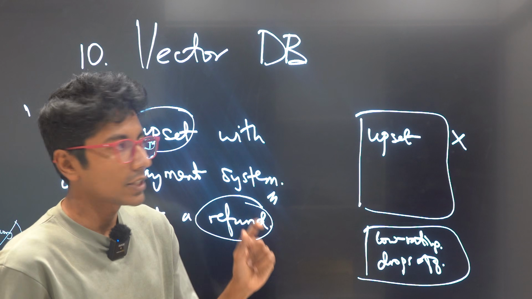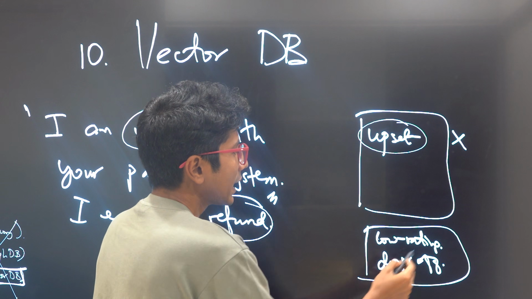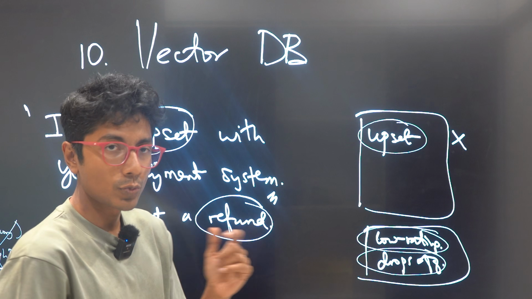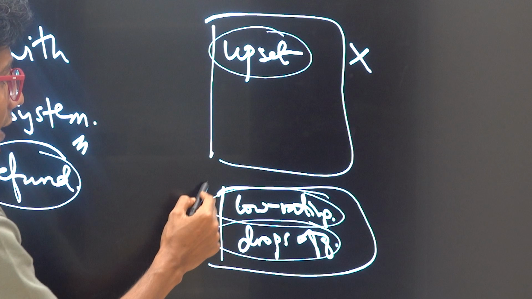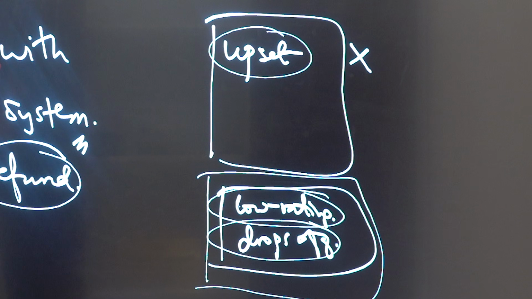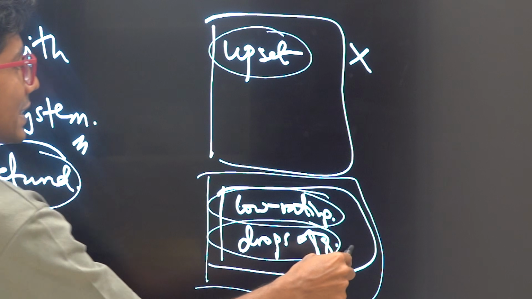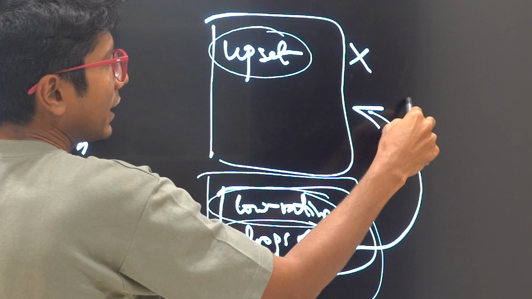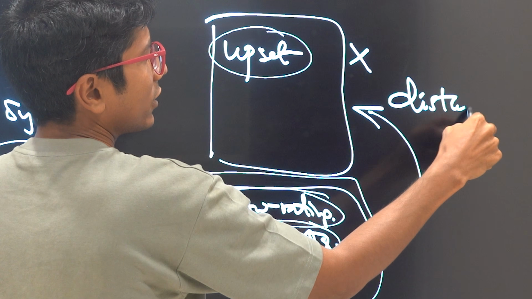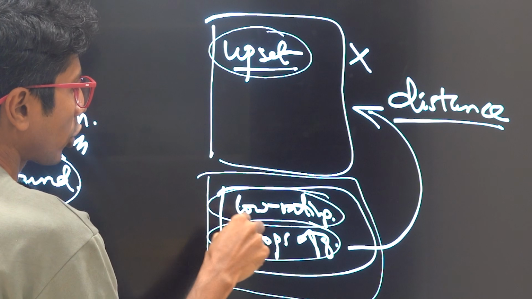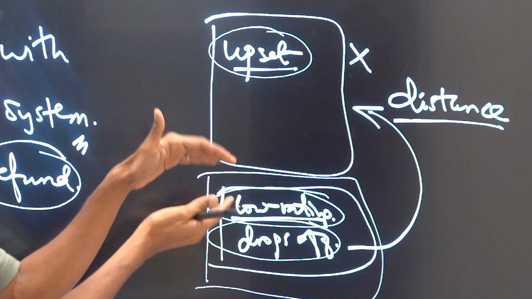How do you make that decision that "upset" as a word is close to the low rating or drop-off? We spoke about vectors. Vectors can encapsulate semantic meaning, which means documents which store similar words are going to be similar or close in distance. Remember, vectors are basically coordinates, right? So the distance between "upset" and documents having low rating are going to be low.